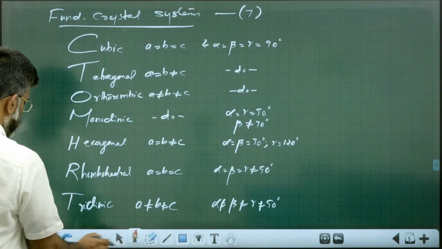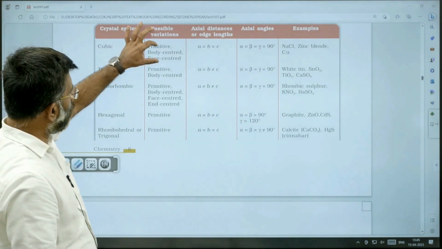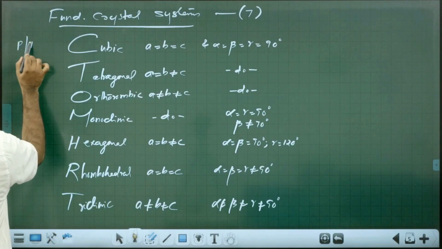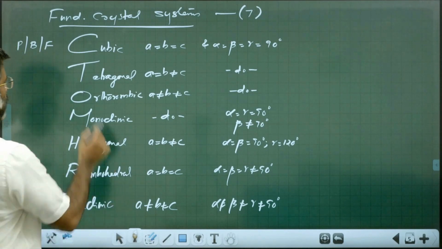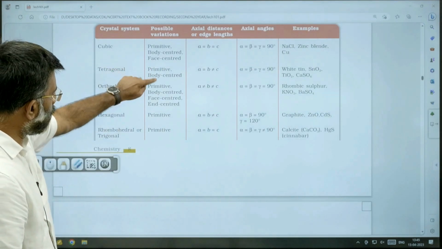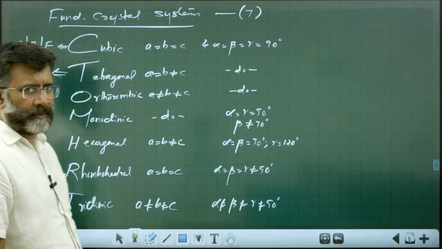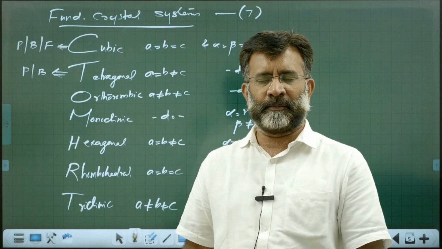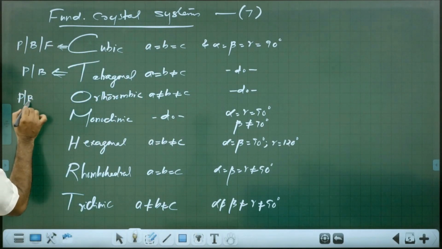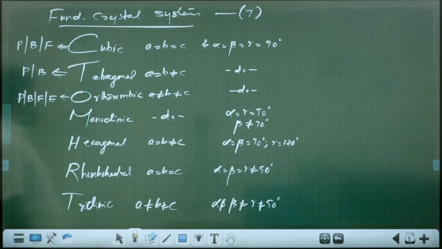For example, if you take up cubic system, you can see only 3 types. Primitive is there, body-centered is there, face-centered is there. You have primitive, body-centered and face-centered. That is available for cubic system. What about a tetragonal system? There is only 2 types, primitive and body-centered. Primitive and body-centered available for tetragonal system. And the hero of the show is orthorhombic system. All 4 types are present for orthorhombic system. All 4 types. There is primitive, there is body-centered, there is face-centered, and there is end-centered. All 4 types are present for orthorhombic system.